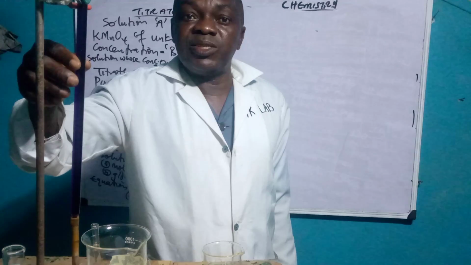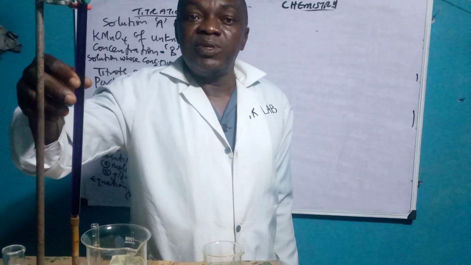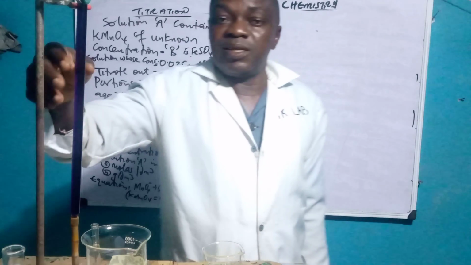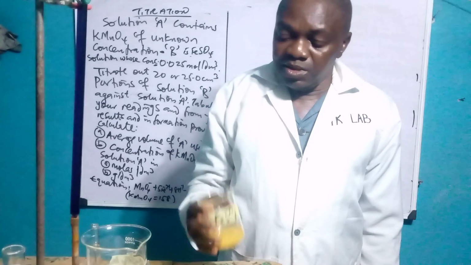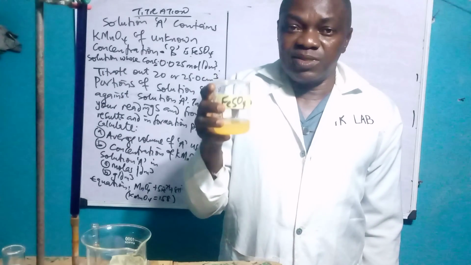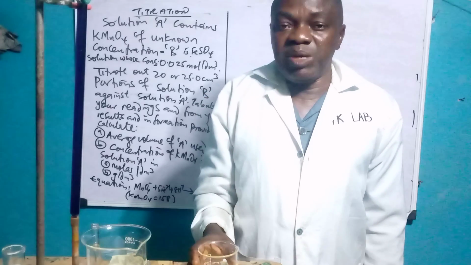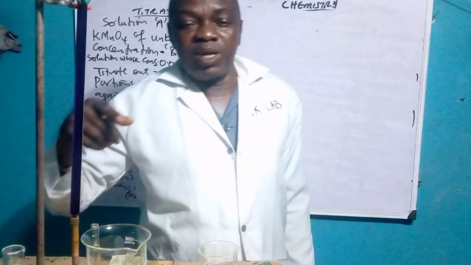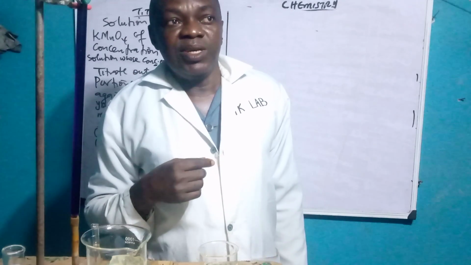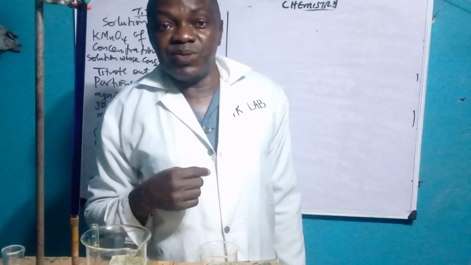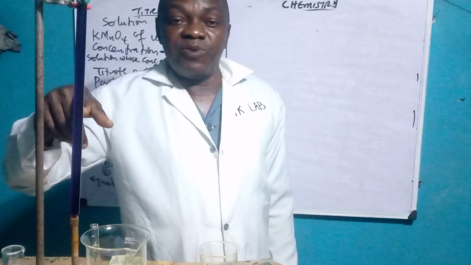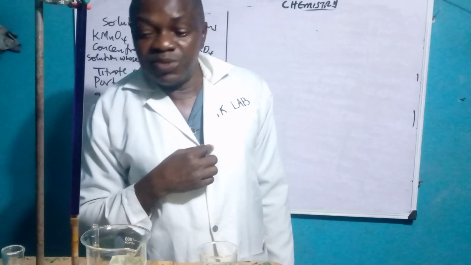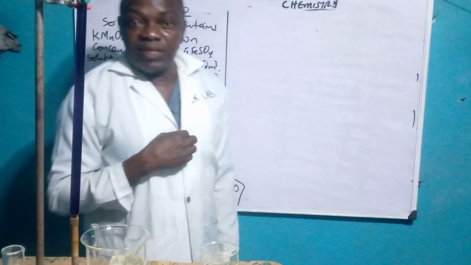One of them is potassium tetraoxomanganate(VII), also known as KMnO4. That's the formula. Then we have the other one, iron(II) tetraoxosulfate(VI), FeSO4. So remember, when you are performing this kind of titration, which is actually a redox reaction, you don't need an indicator because the KMnO4 is a self-indicator. So having said that, let's go straight.